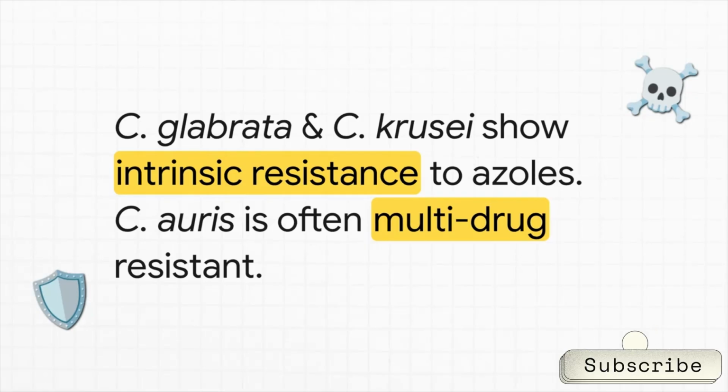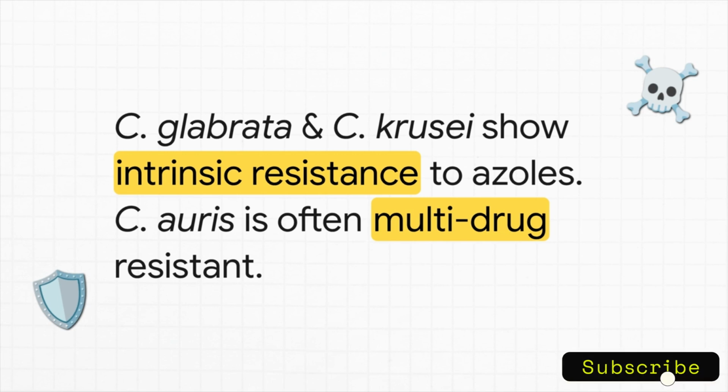But here's the catch. Treatment isn't always so simple. Remember why we said identifying the species is so important? This is why. C. glabrata and C. cruzi are naturally resistant to fluconazole, one of our most common drugs. And as we mentioned, C. auris can be resistant to basically everything, which makes it a total nightmare to treat.